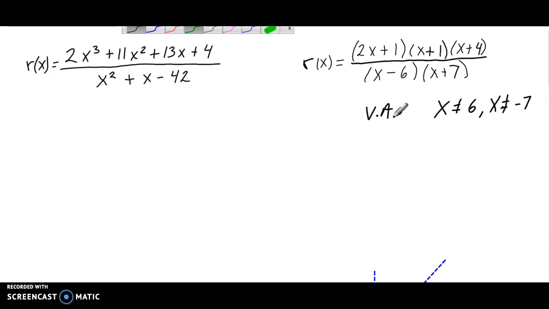This one didn't simplify at all, so there are no holes, because holes would occur if a factor in the numerator and a factor in the denominator canceled each other out. So we don't have to worry about that.